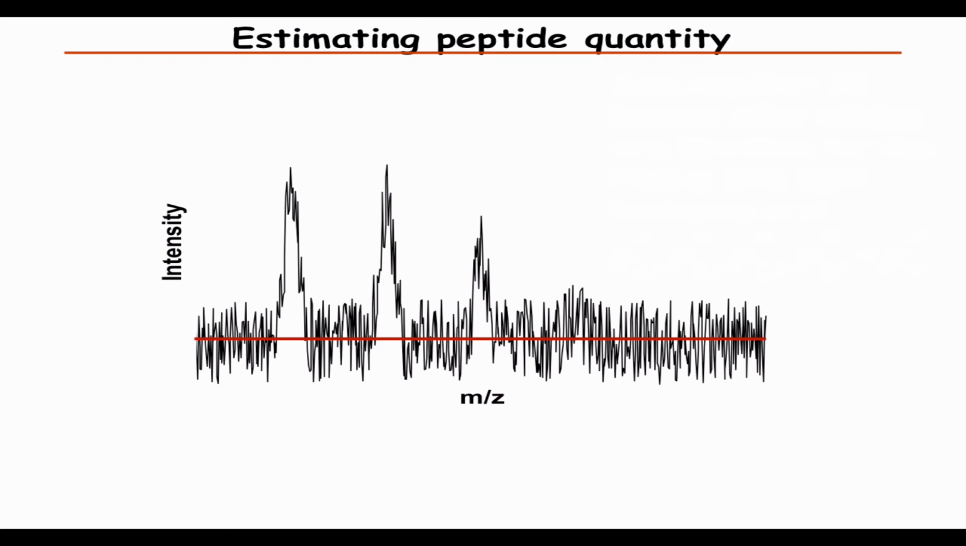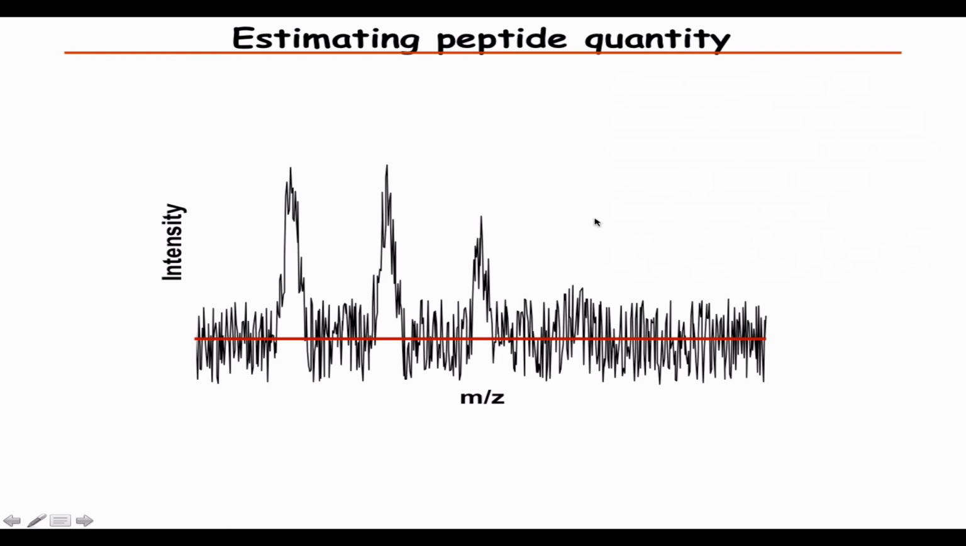So now the question is, how do we estimate peptide quantity from the peaks we measure in the mass spectrum? There are a few different ways. Usually you have a background. In this case, that's what the red line indicates, that we want to subtract out the background, because otherwise our measurements are not good. But that's usually quite straightforward to do.